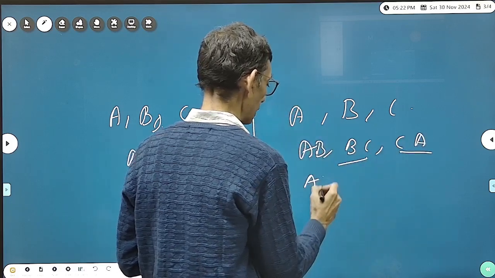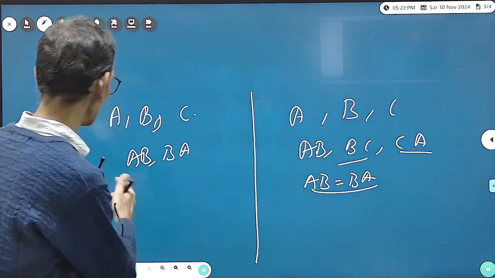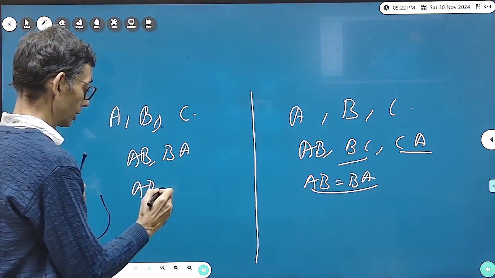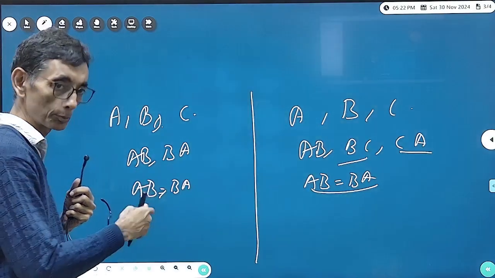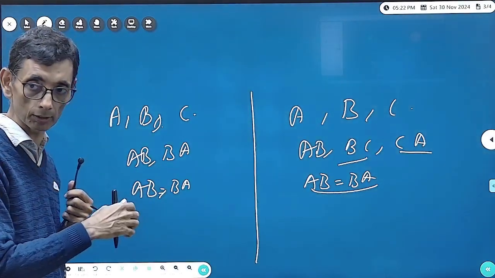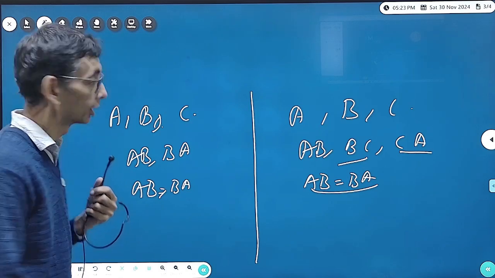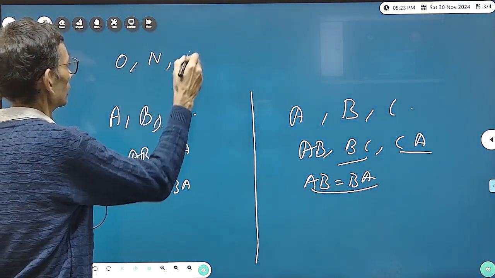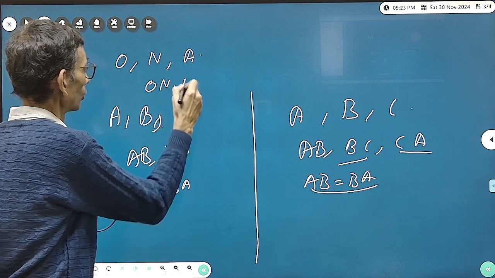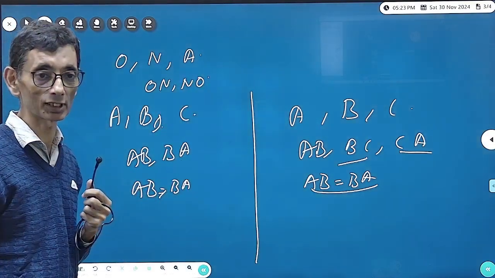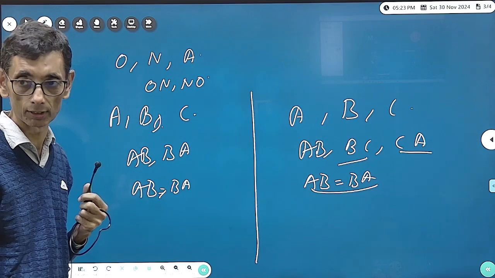Because A, B and B, A are the same here. But if you say this word, A, B and B, A, our condition says a two-letter word may have a meaning or may not have any meaning. So A, B and B, A are 2 different words. If I had given the letters O, N, then on and no are both different words. On is a meaningful word, no is also a meaningful word. Both are different. Could you follow?